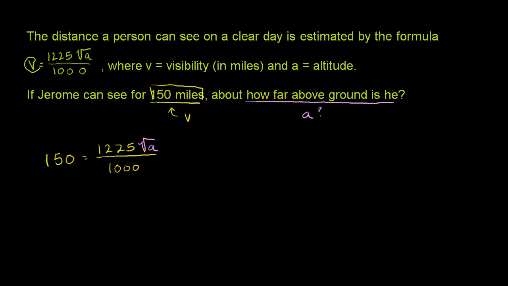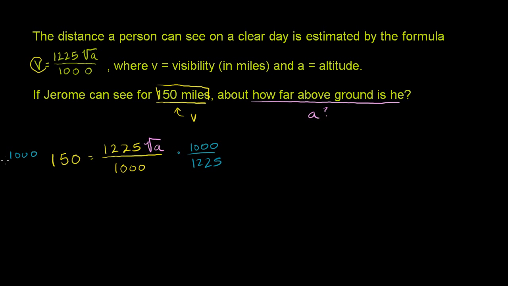Now we can multiply both sides of this equation. We want to isolate this radical so that we can solve for it. What we can do is multiply both sides of this equation times 1,000 over 1225. The whole point of that is so that we can isolate the square root of a. This 1,000 cancels with that 1,000. That 1225 cancels with that 1225.